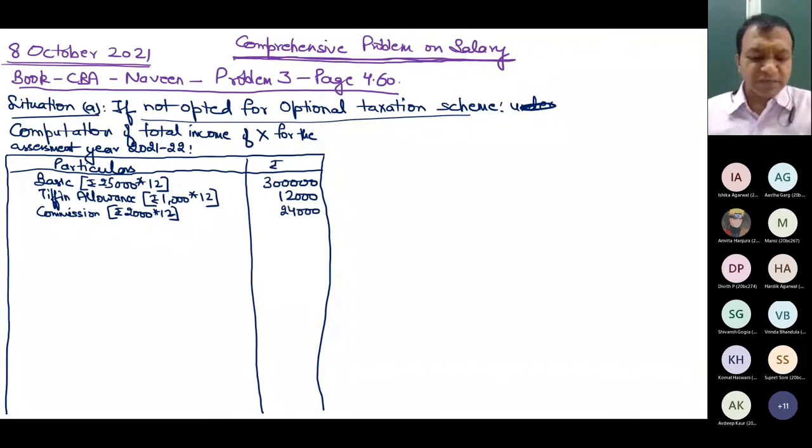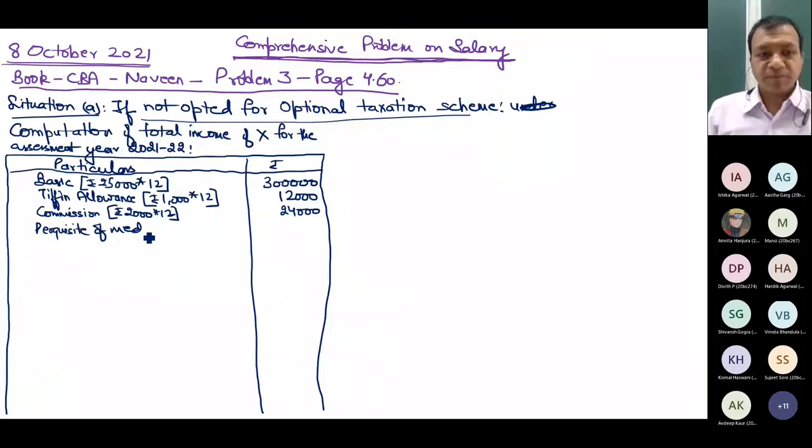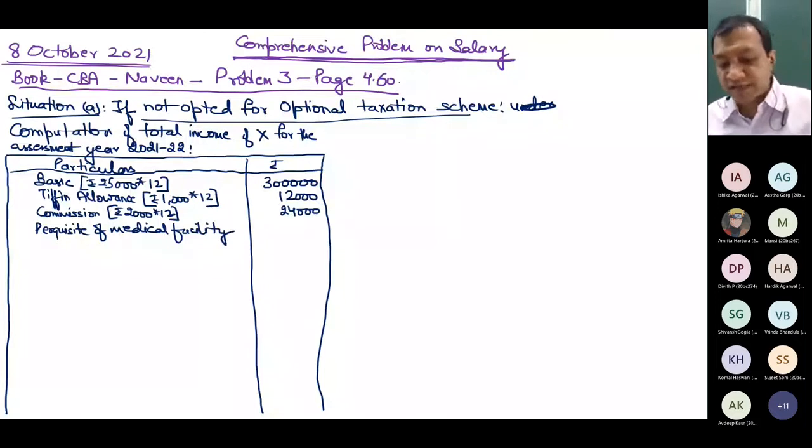Reimbursement of ordinary medical expenditure. Now it is a perquisite. It's a reimbursement. It's a perquisite of medical facility. Reimbursement of ordinary medical expenditure for the treatment of X and his family members, 65,000.